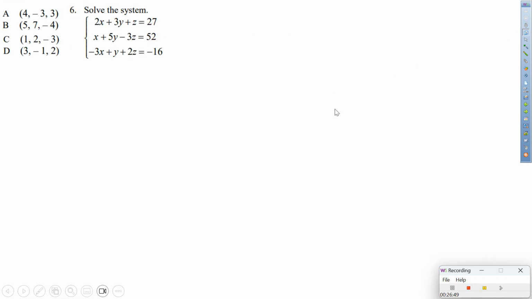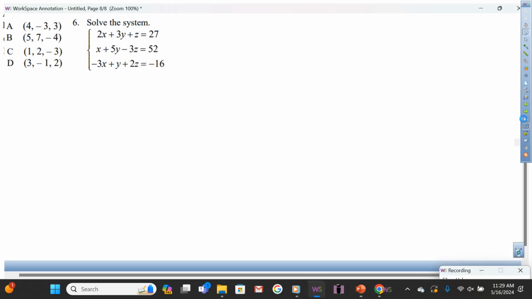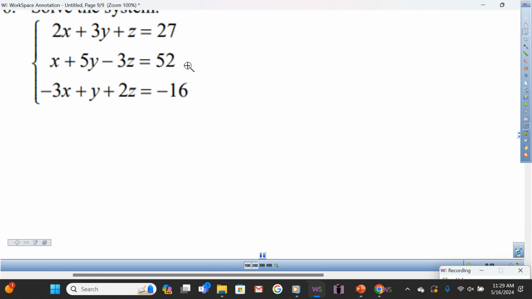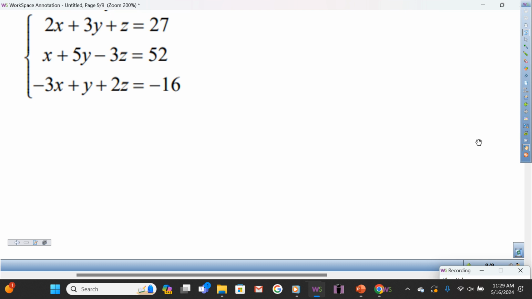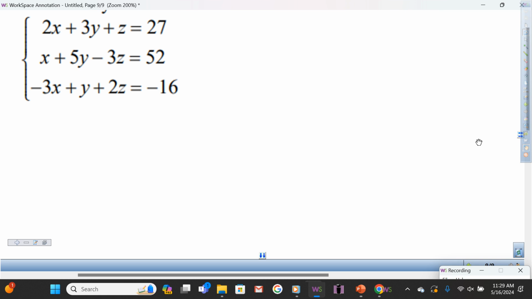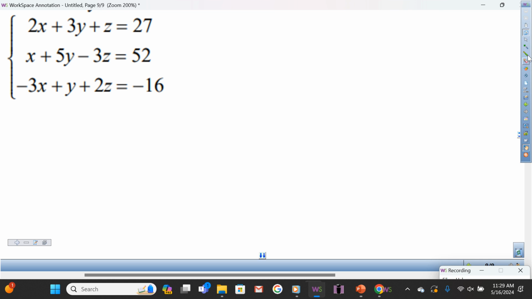Number 6. Let's go. Solve the system, a 3D system. Now, some of you skipped this one on your notes, which is fine. So you can either write on your study guide for this one, because I'm going to give you another study guide over the weekend, which is a blank one, so you can practice again. All right? So when you get to this one, here we go.